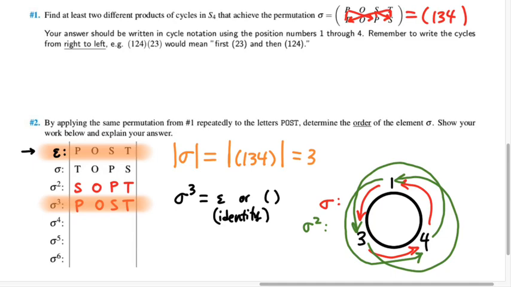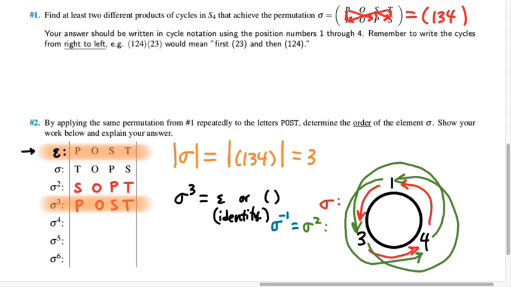But 2 steps to the right around this table is also equal to what? One step to the left, which is another name for the inverse of sigma. Right? After all, the opposite of taking one step to the right ought to be taking one step to the left. Those two things cancel one another out.